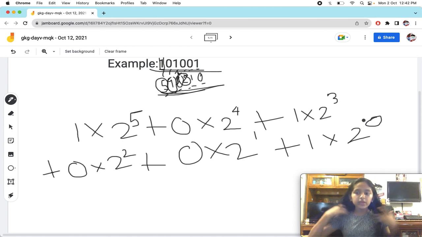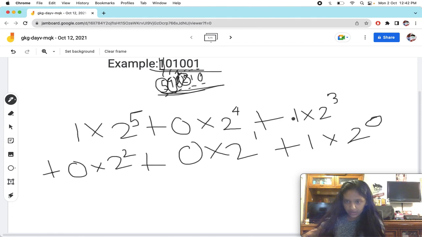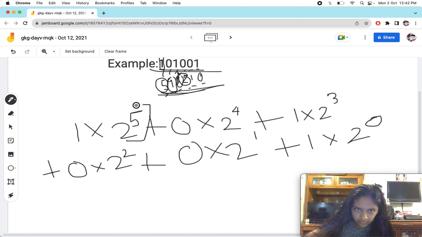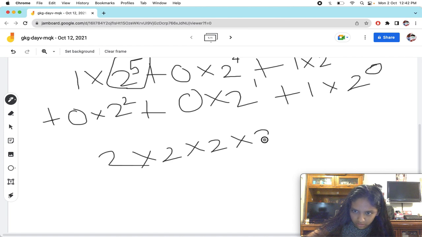Now how do we calculate when we have this to the power this? You might not have been taught this. In coding we have already done this, but if you have not seen my videos, we know that 2 to the power 5 is equal to 2 into 2 into 2 into 2 into 2, right?